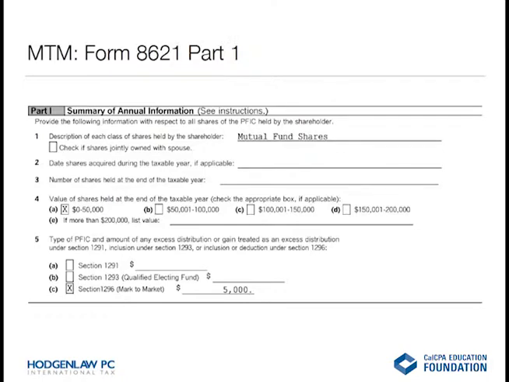We can skip over the 1291 and 1293. So the amount of inclusion or deduction under Section 1296. Check the box for C, 1296. And this is the year of sale where we had $5,000 included in income.